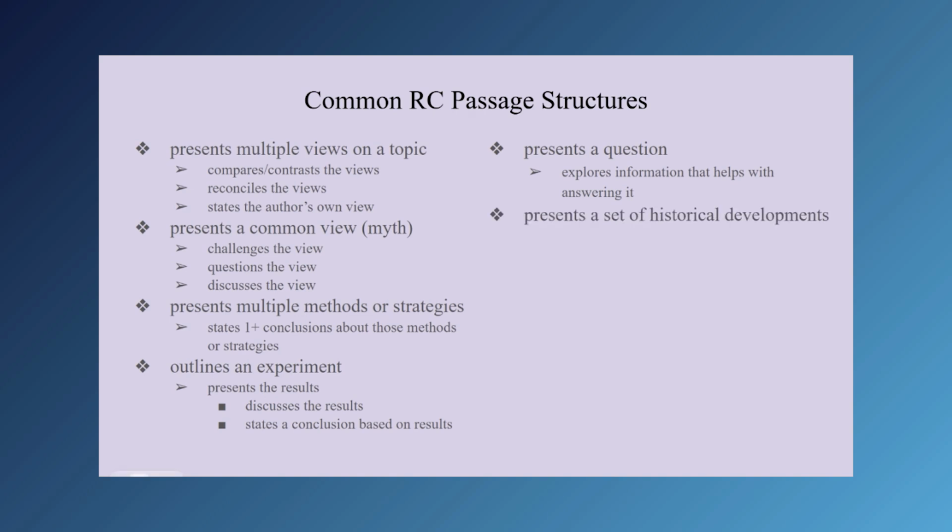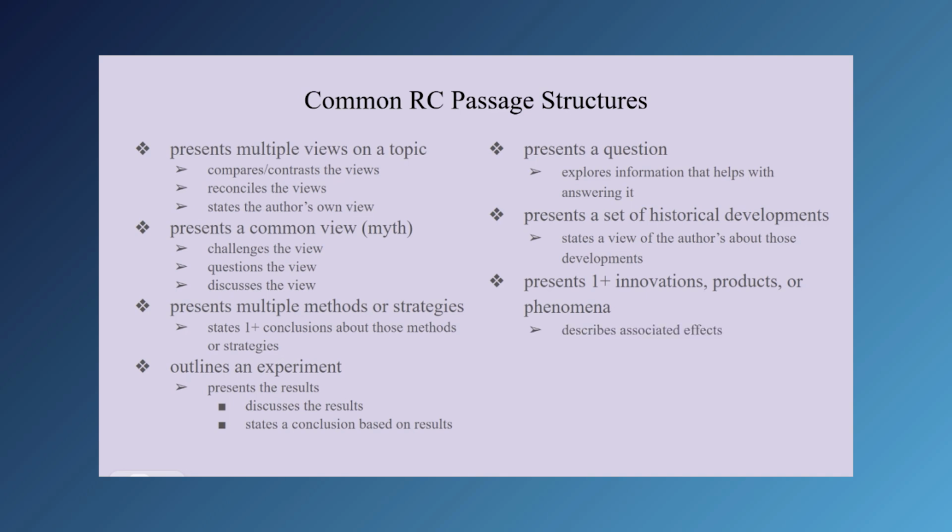The sixth involves a passage presenting a set of historical developments and stating a view that the author has about those developments. And the seventh will present one or more innovations, products, or phenomena. And then it will describe associated effects, associated or connected events, or consequences of the innovations, products, or phenomena.